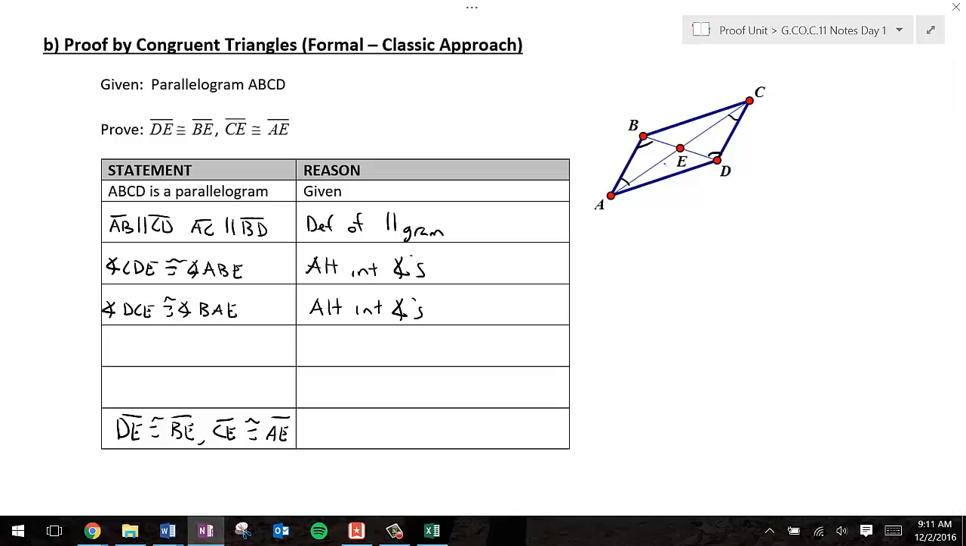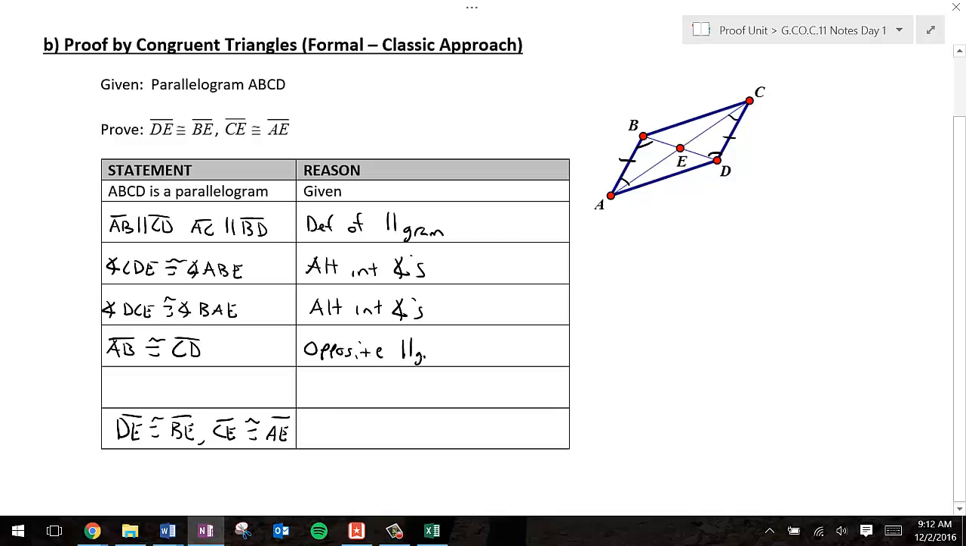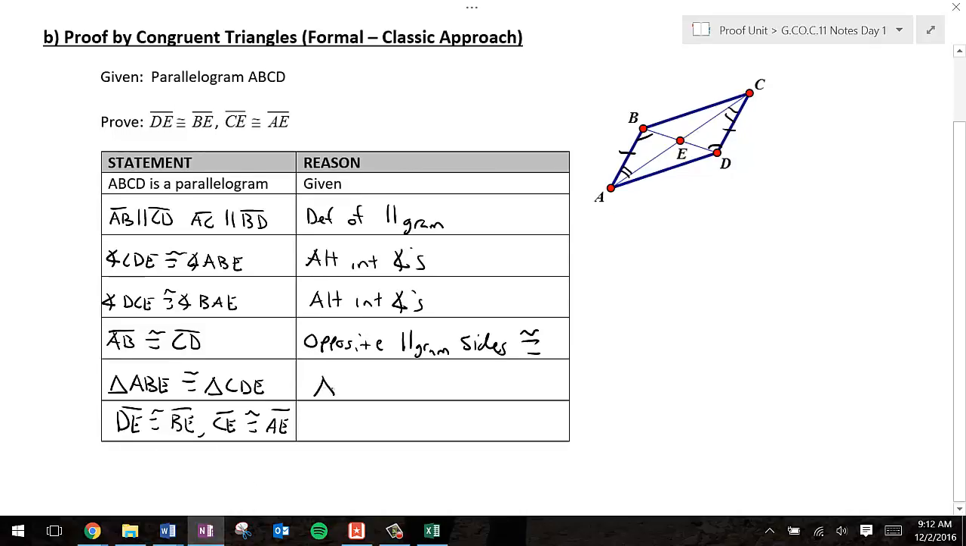We know that in parallelograms, the opposite sides are congruent. So in this case, that helps because I've got that side AB is congruent to side CD, because opposite parallelogram sides are congruent. Now I have enough information to show that triangle ABE is congruent to triangle CDE. I've got two sets of angles with a set of sides congruent in between, so I can say these are congruent by angle side angle.